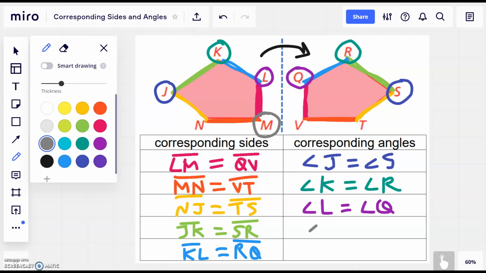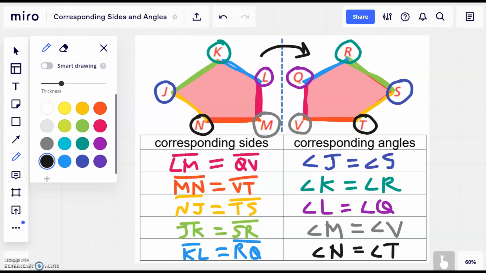Angle M corresponds to angle V. And lastly, angle N corresponds to angle T. And if you decide to use colors to help you, you might say, okay, angle N is at the corner of yellow and orange, so its corresponding angle must also be at the corner of yellow and orange. So if you're using colors to help you, that's one way to say out loud and help find your matches that way.